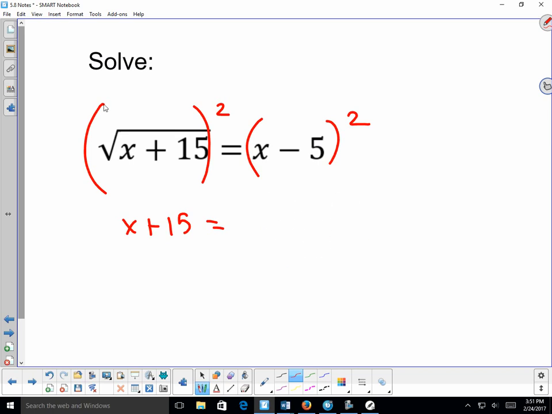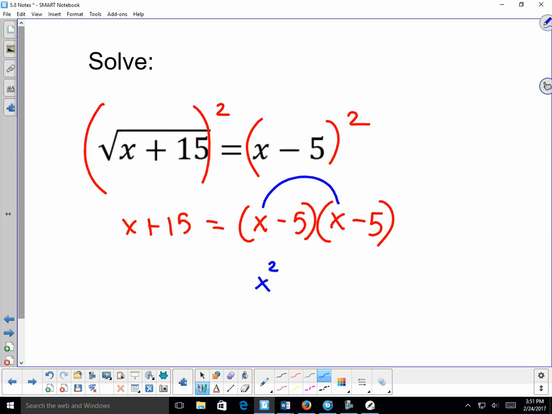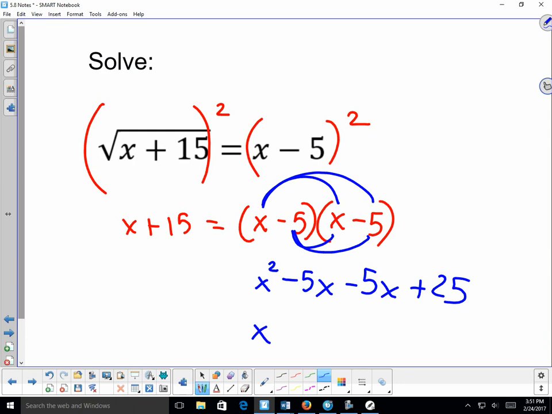So x minus 5 quantity squared is really x minus 5 times x minus 5. So you're really squaring a binomial, and you end up having to do FOIL. So here we're going to have x squared. Outer term is a minus 5x. Inner term is a minus 5x. And the last term would be a positive 25. So we really end up with x squared minus 10x plus 25 on the right, and on the left we have x plus 15.